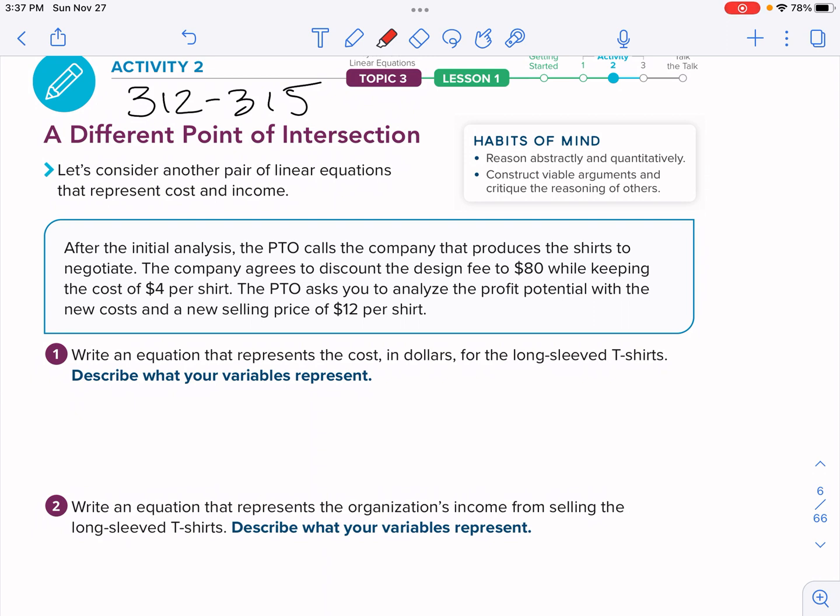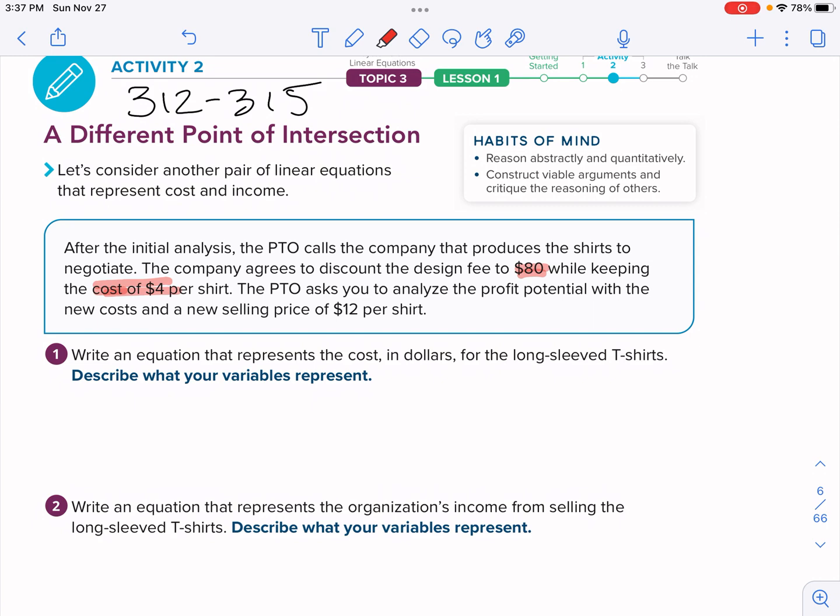It says, after the initial analysis, the PTO calls the company that produces the shirts to negotiate. The company agrees to discount the design fee to $80 while keeping the cost of $4 per shirt. So let's highlight that there. So this is all in terms of costs. 80 for the setup fee. So in the last lesson it was $160, so they negotiated down to $80, half that price.